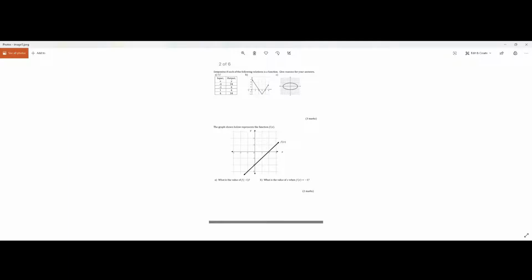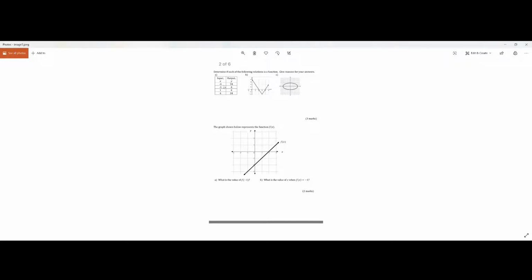So we're going to look at this question. Determine if each of the following relations is a function. Give reasons for your answer. So how you determine if it is a function is you look at the x values. If all of the x values are unique, for instance, if we look at negative 4, and negative 4 has more than one value of y, that means it's not a function. So for instance, if it was negative 4, 34, and then there was another entry for negative 4 and 2, since the two y values are different, it wouldn't be a function.